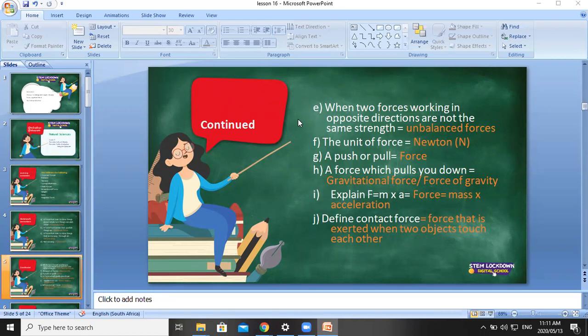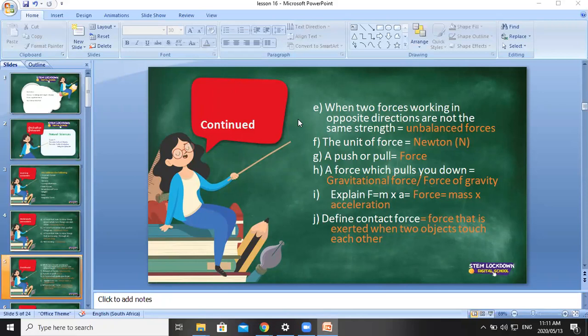So you need to know that when two forces working in opposite directions are not the same strength, those are unbalanced forces. The unit of force is the Newton. A push or a pull is a force. A force which pulls you down is the force of gravity or gravitational force. When they say explain F equals M multiplied by A, it's force equals mass multiplied by acceleration. We are going to do those calculations as we continue with our lesson today. And a force that is exerted when two objects touch each other is a contact force.